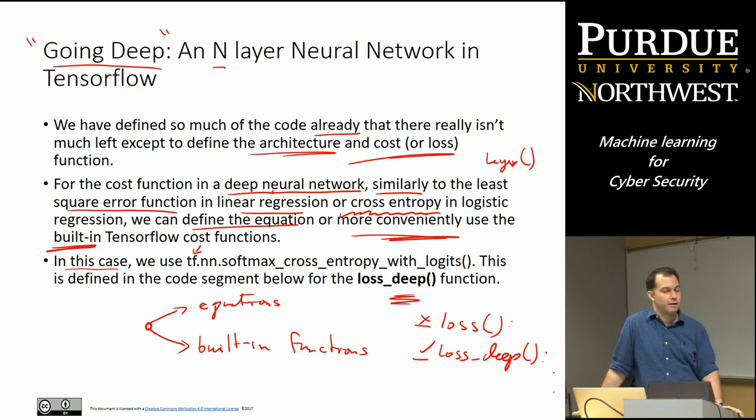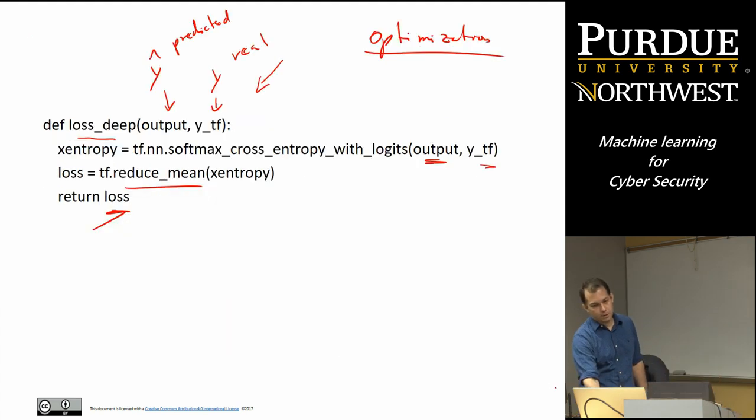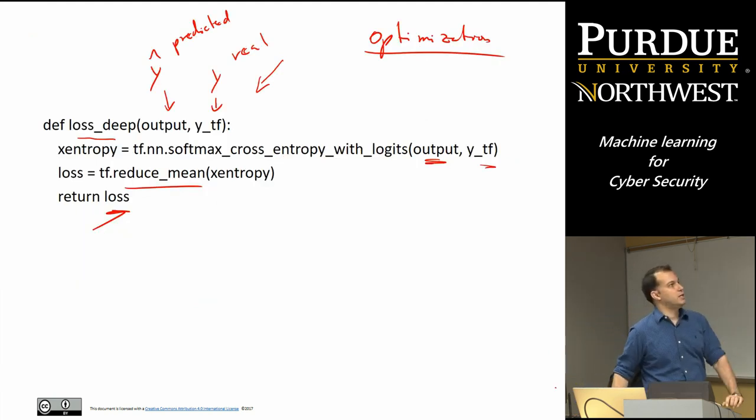Right, so remember I've stressed this, so there's equations or built-in functions, use the built-in. So here is the loss deep, pretty much the same thing. Output and y_tf, remember y_tf is the real, output is the y hat or the predicted. So you use tf.nn.softmax, you compare those two, reduce mean, we already learned what reduce mean does, and then that returns the loss function.